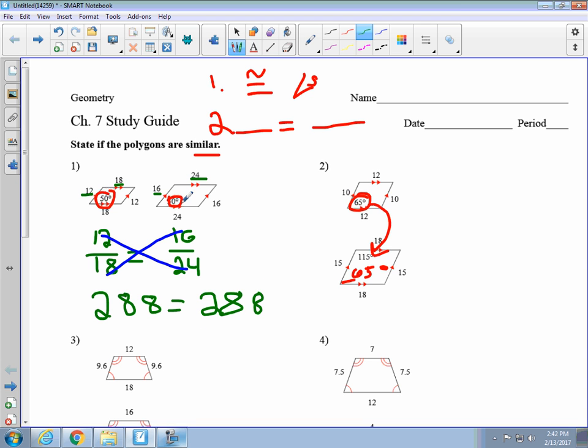So with similar in your mind here, congruent angles, proportional sides, we have congruent angles, we have proportional sides, so that yes, they are similar. And this is the symbol for similarity. And you would continue that through this section.